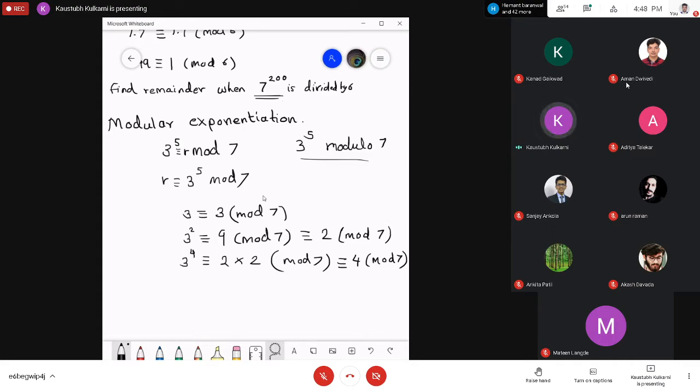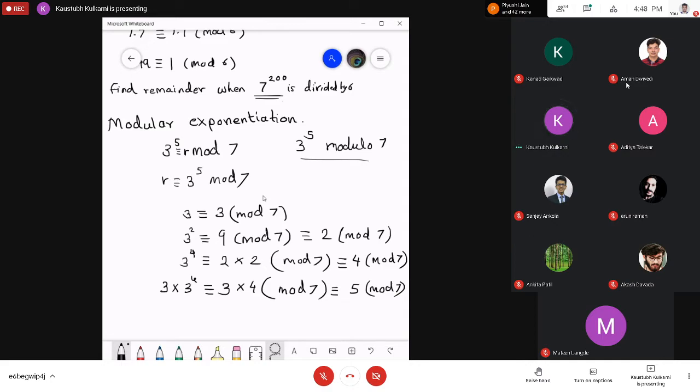And finally we want 3 raised to 5. So 3 raised to 5 is 3 into 3 raised to 4. It is congruent to, for 3, the RHS is 3 itself. For 3 raised to 4, it is 4 mod 7, which is 12 mod 7. Now we can leave it at this, but we want to find the least positive residue, or the remainder actually. So 12 mod 7, the actual remainder is 5. So we can say that it is congruent to 5 mod 7.